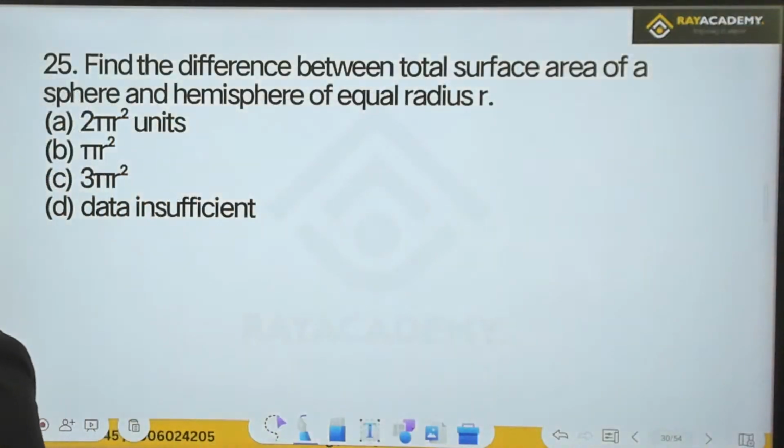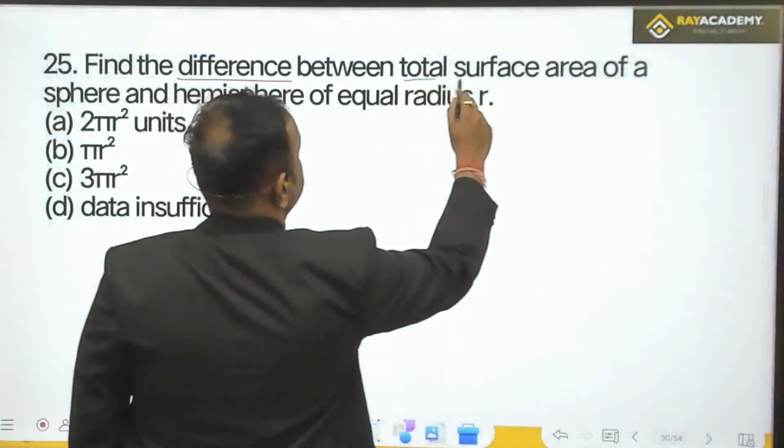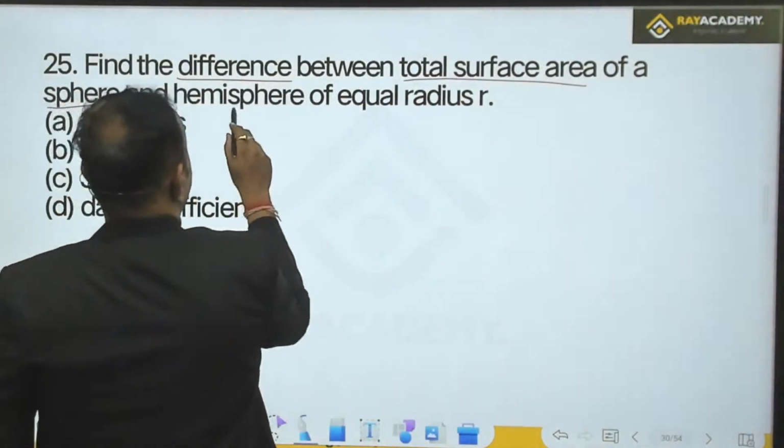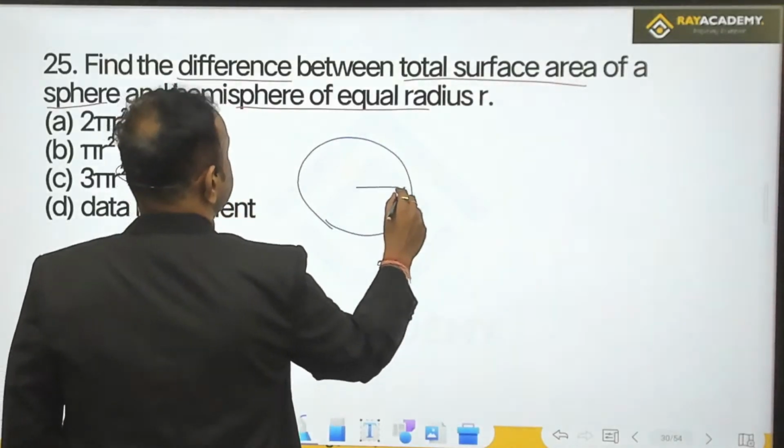Next question. Question number 25. Find the difference between the total surface area of a sphere and a hemisphere of equal radius r. It is a very easy, direct question.